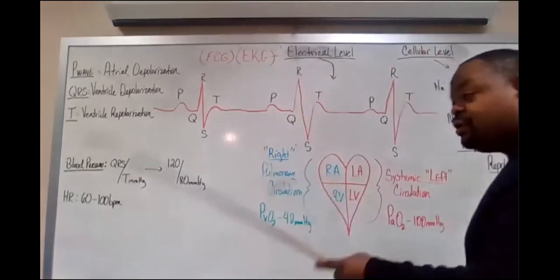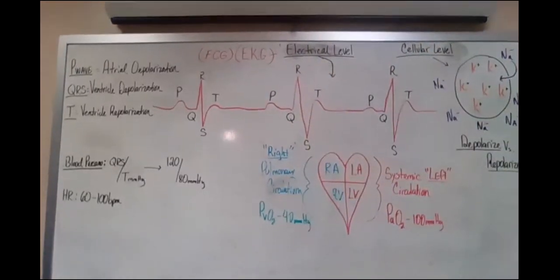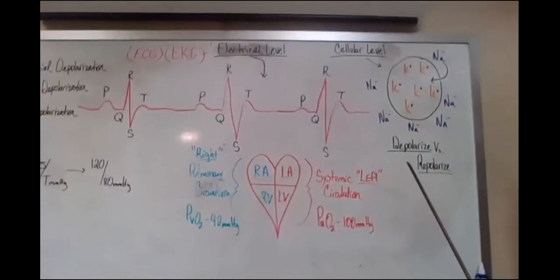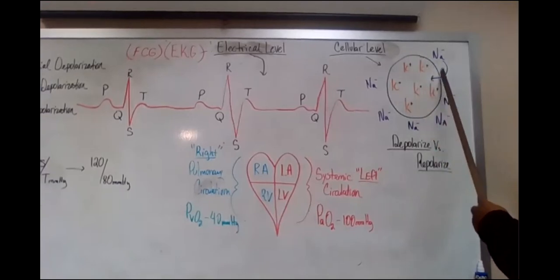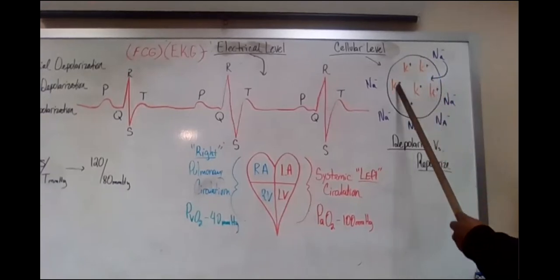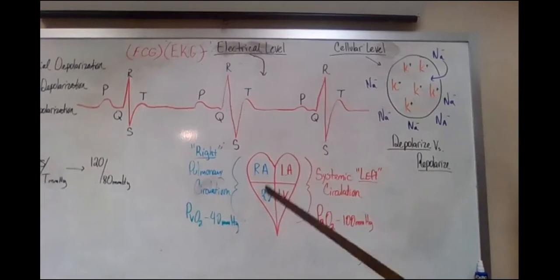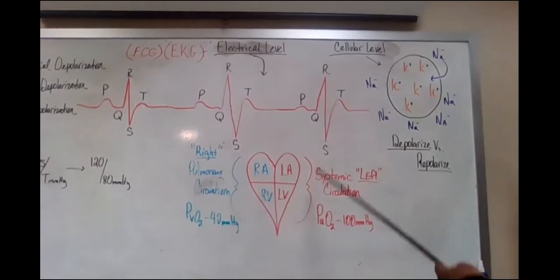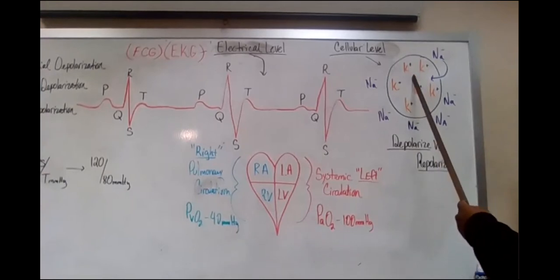Now, on the cellular level, which is where the notes are now, is this part. This is what's happening on the cellular level. In the cells of your heart, the heart muscle, it is full of potassium, K, right? The cell is full intracellular. Intracellular means inside the cell. Intracellular has high levels of potassium, which is a positive charge.